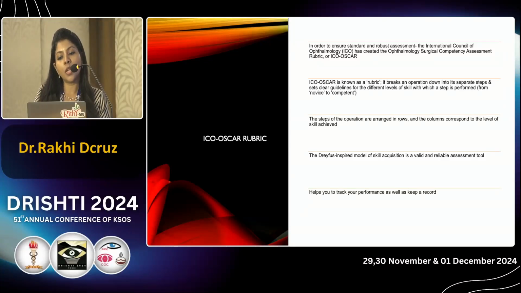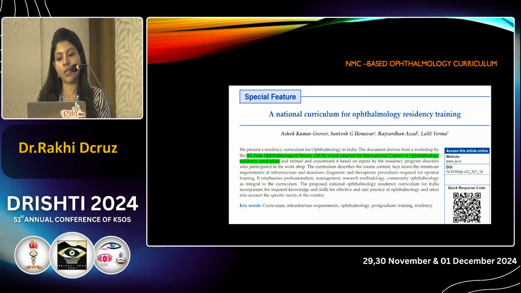The ICO rubric system is called a rubric because it breaks down an operation into separate steps and sets clear guidelines for different levels of skill with which each step can be performed. So this will help to track your performance as well as to keep your record. This paper by Ashok Grover and Santosh Honavar has also said that this ICO rubric system should be incorporated in the NMC based ophthalmology curriculum.